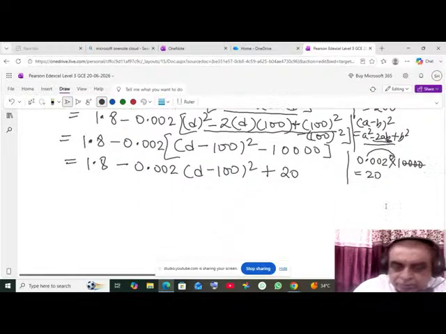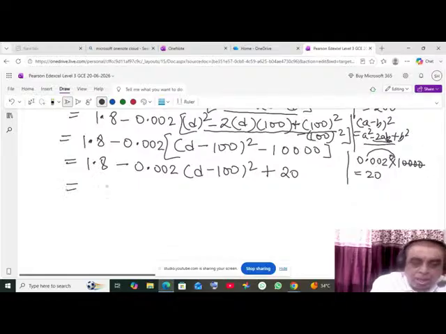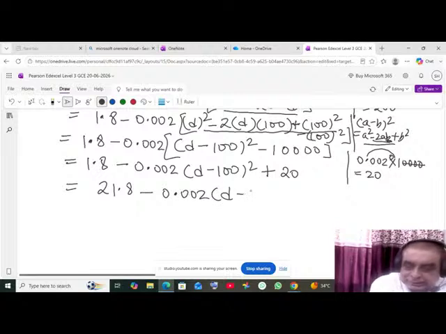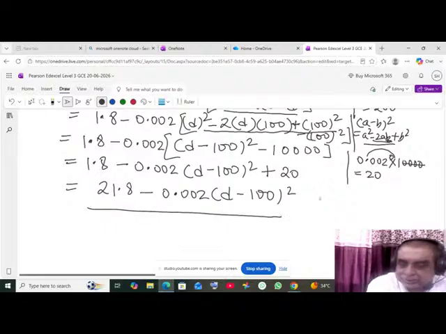Now you simplify it. So 1.8 and 20 you add up, the constant numbers that are free from any variable. 1.8 plus 20 gives us 21.8 minus 0.002 times d minus 100 whole squared. So we have transformed it to this.